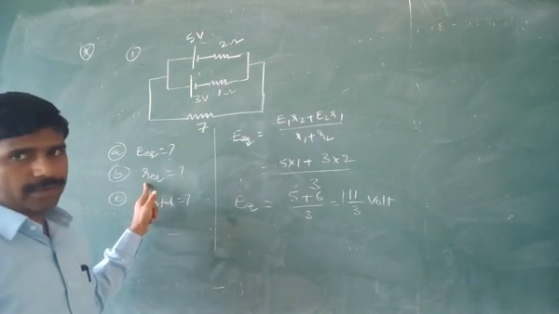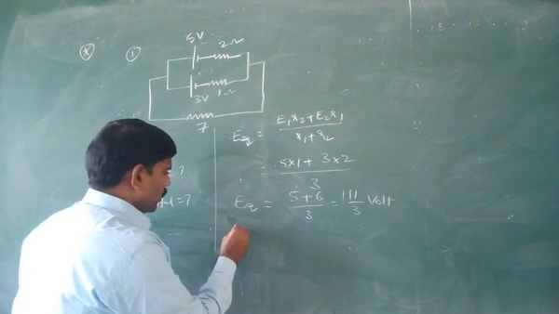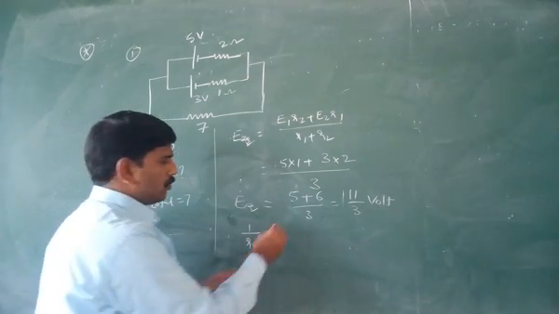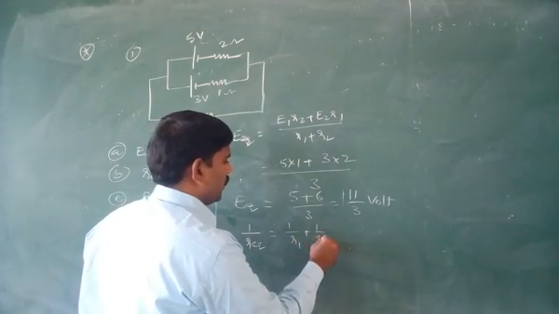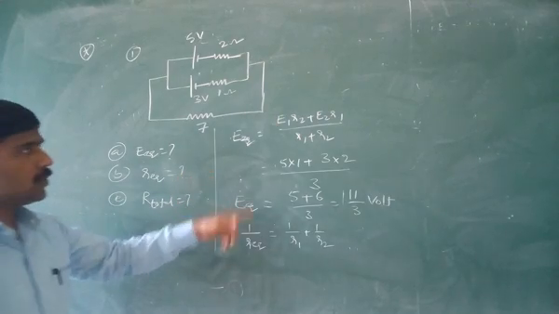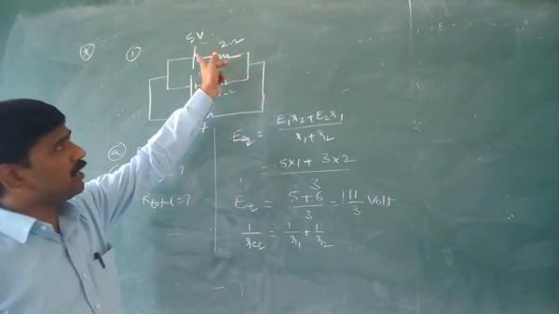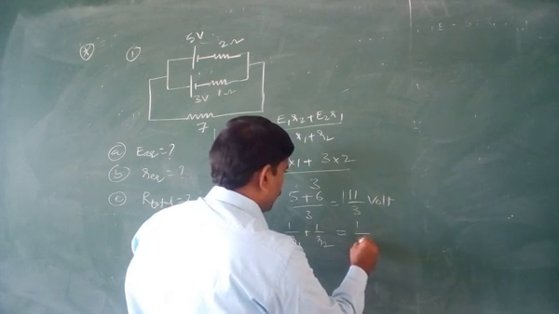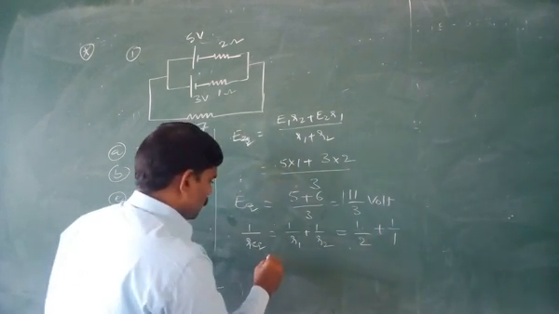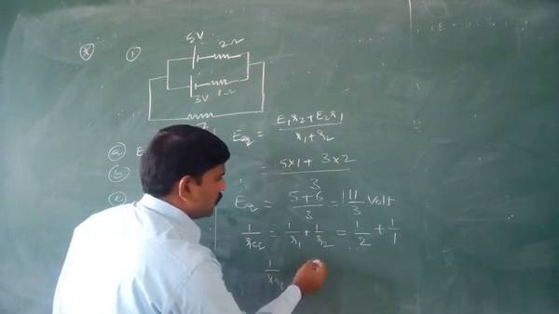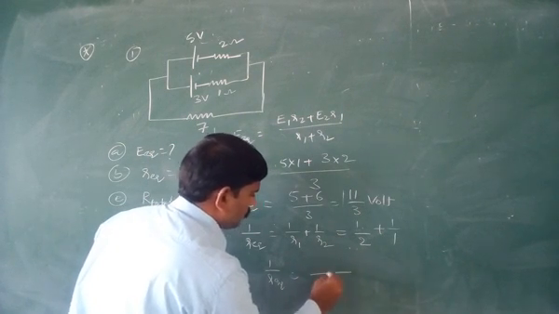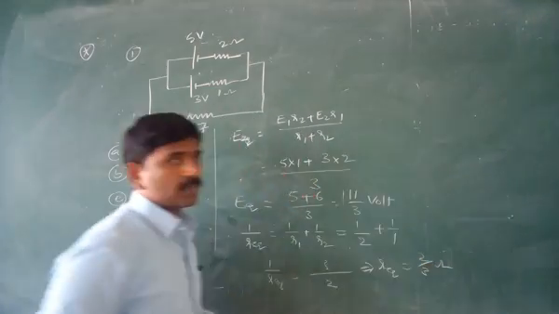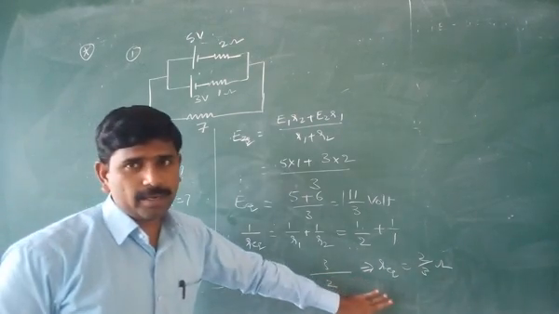What about the R equivalent? R equivalent is equal to how much? In the case of a parallel combination of cells, R equivalent, the effective internal resistance, is given by the reciprocal sum of the internal resistances of the different cells. Here the cells have internal resistances R1 and R2. So 1 by R1 plus 1 by R2 is equal to 1 by 2 plus 1 by 1. So 1 by R equivalent, with LCM 2, is equal to 3 by 2. Therefore R equivalent is equal to 2 by 3 ohms. This is the equivalent internal resistance.